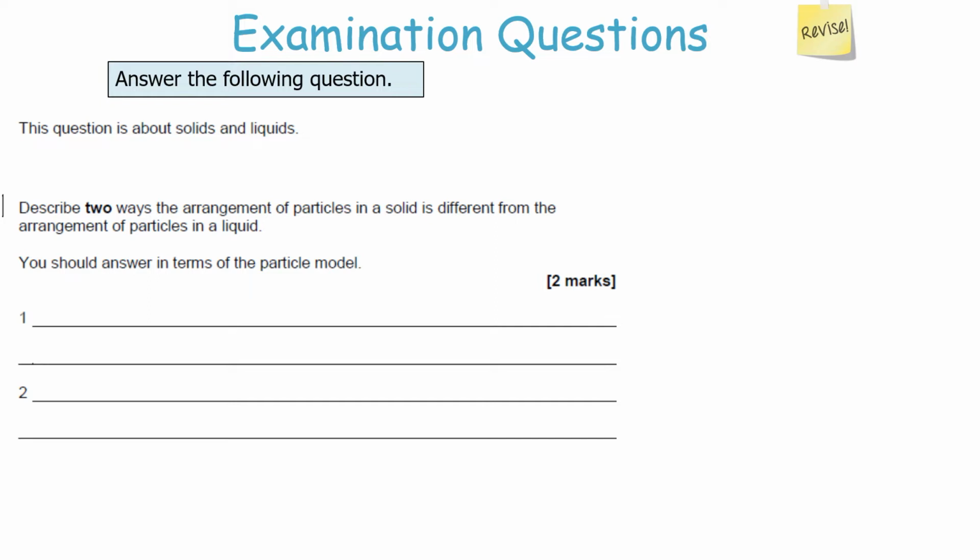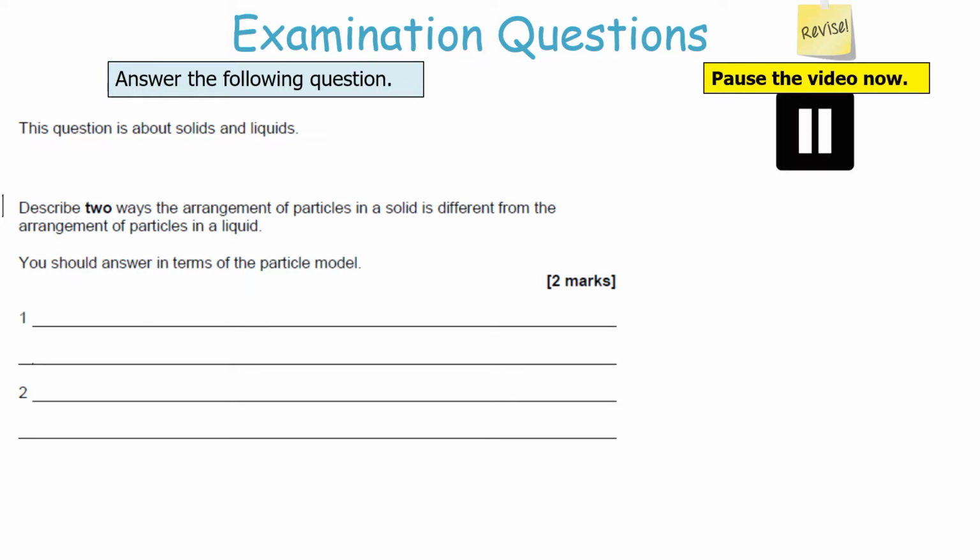The next question says, this question is about solids. Describe two ways the arrangement of particles in a solid is different from the arrangement of particles in a liquid. You should answer in terms of the particle model. So pause the video now, then unpause the video when you want to go through your answer.